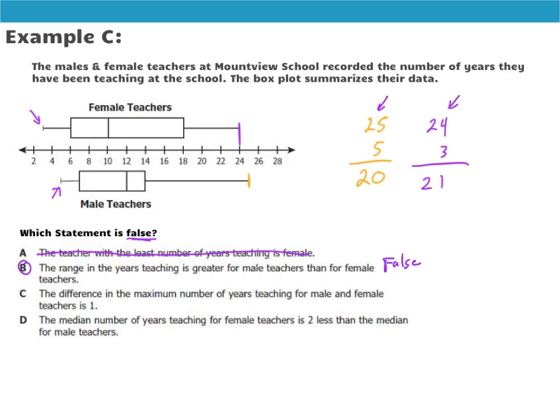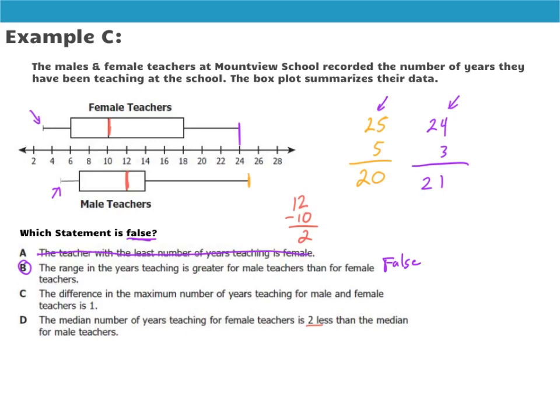Letter D says the median number of years teaching for female teachers is 2 less than the median of male teachers. So let's take a look at our two medians. The male teachers is 12. The female teachers is 10. So if we do 12 minus 10, we see that is 2, which in letter D says the median number of years teaching for female teachers is 2 less than the median, which is what we found. So that statement is also true. So yes, B is our answer.